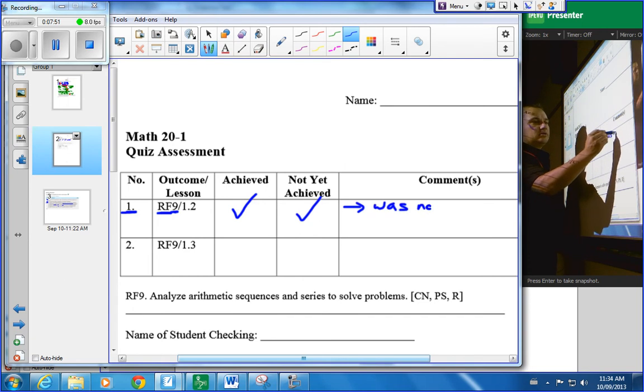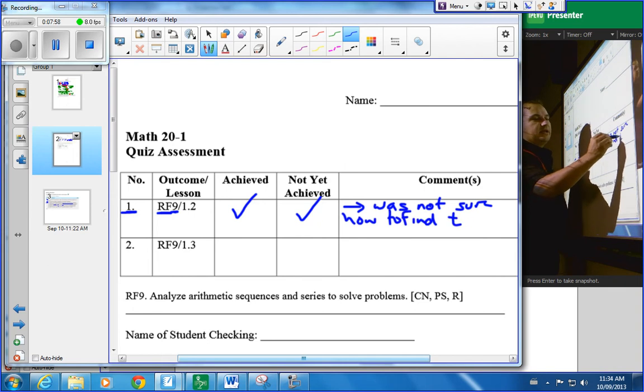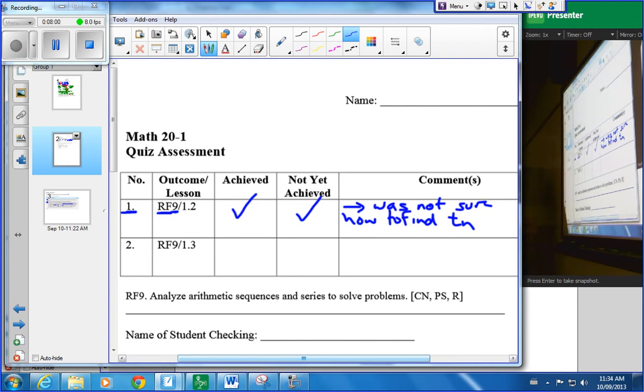Was not sure how to find Tn. Okay, so maybe you had a problem with A and D. You didn't know how to find Tn. Okay? And then after you do question 2, or after we do question 2, you can look through those as well, right? And just say, okay, question 2.